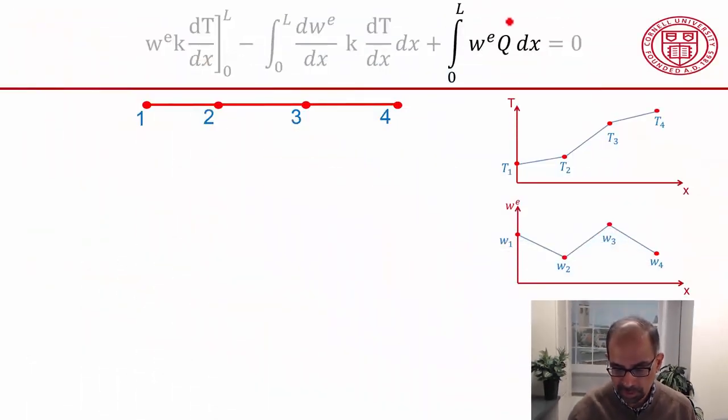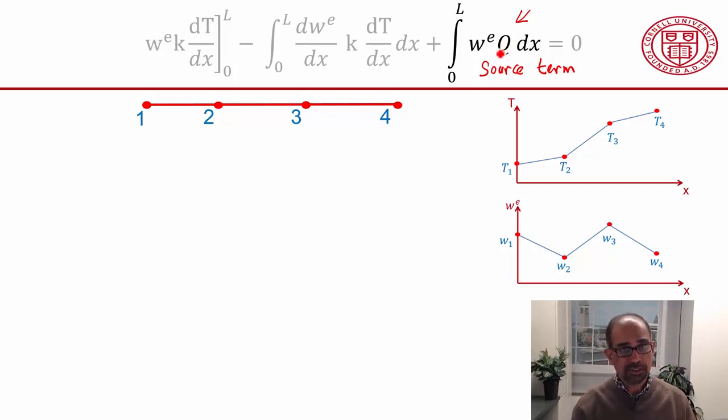Next, let's take a look at the heat generation term in the weak form. That's this term over here. This is in general called a source term, so you'll see that terminology being used. And source terms are basically a known function. Here it's a constant, but it could also be a function.